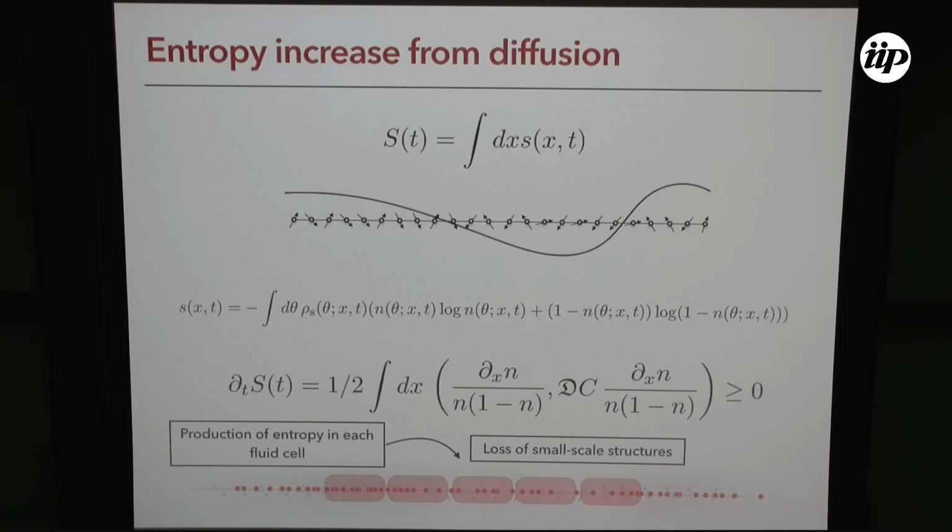You can understand this as a production of entropy in each fluid cell. This is because diffusion smooths out things, so you have a loss of small-scale structure. In each fluid cell, if you have some rapid variation of conserved quantities, diffusion smooths them out, and this causes an amount of entropy.